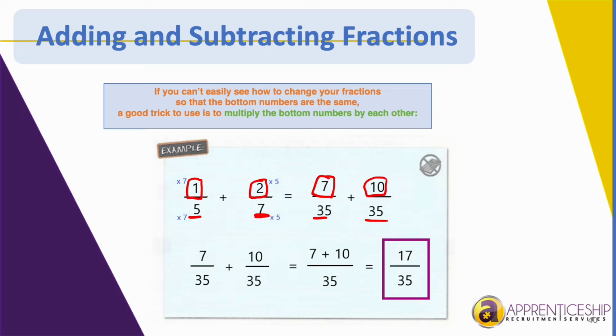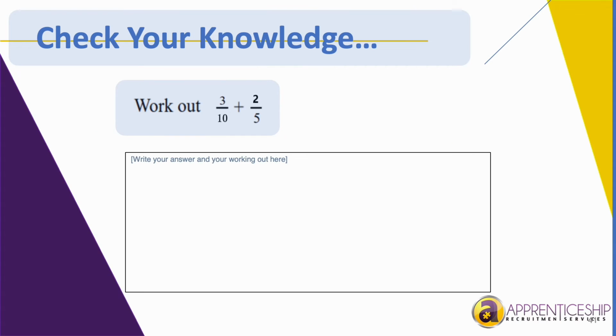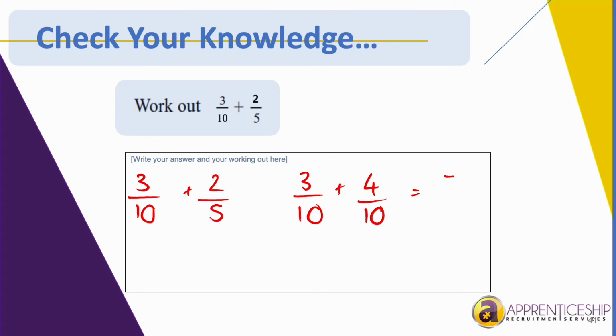Okay, so we'll go through a few more examples. So work out 3/10 and 2/5. So 3 over 10 add 2 over 5. So what I can see straight away is this number can turn into 10. So 3/10 and then add 4 over 10. So multiply top and bottom by 2 to get an equivalent fraction. So now we end up with 7 over 10. Okay.